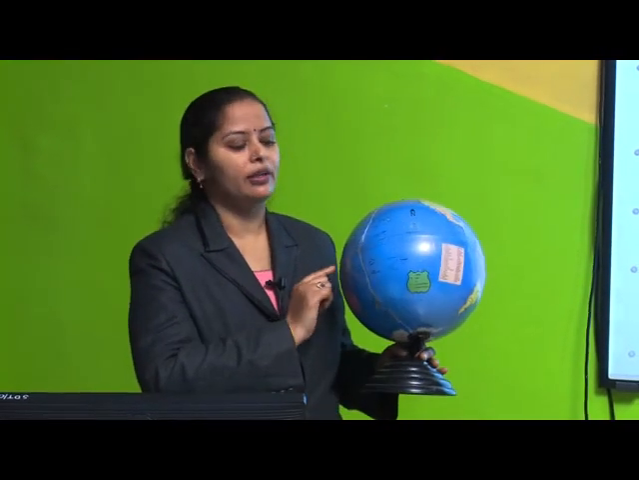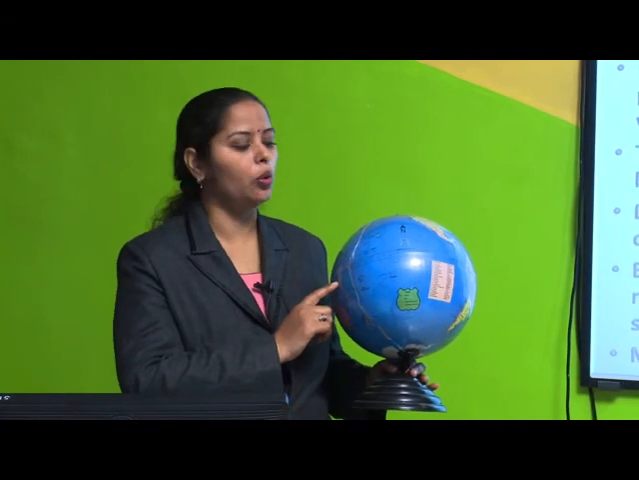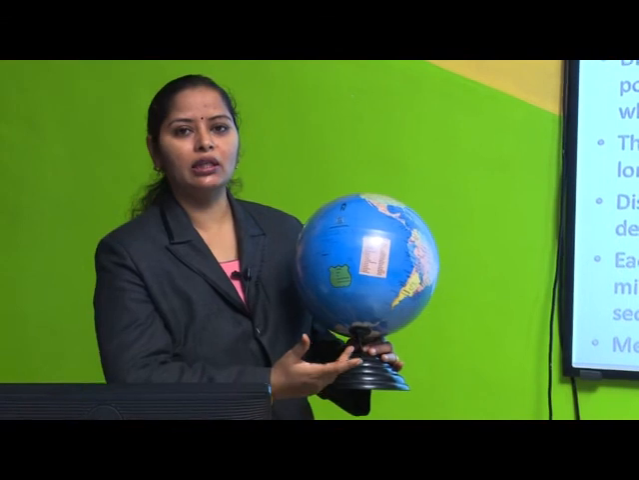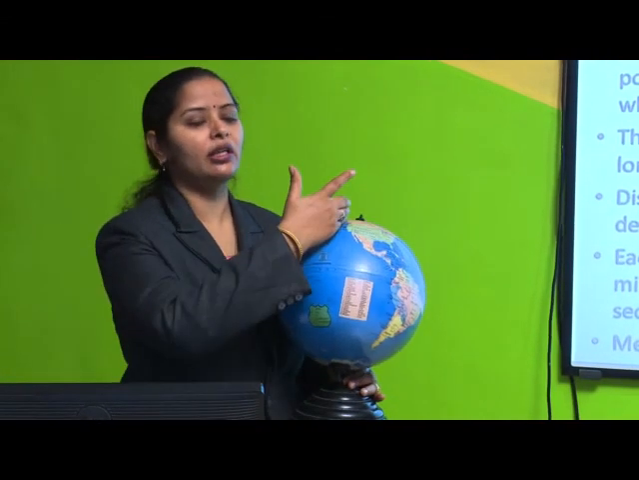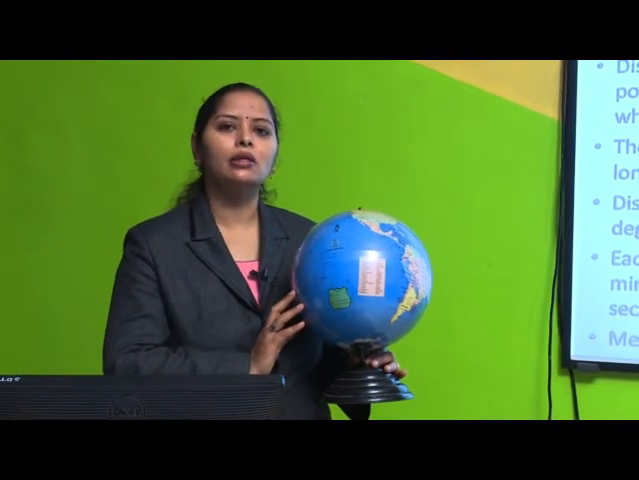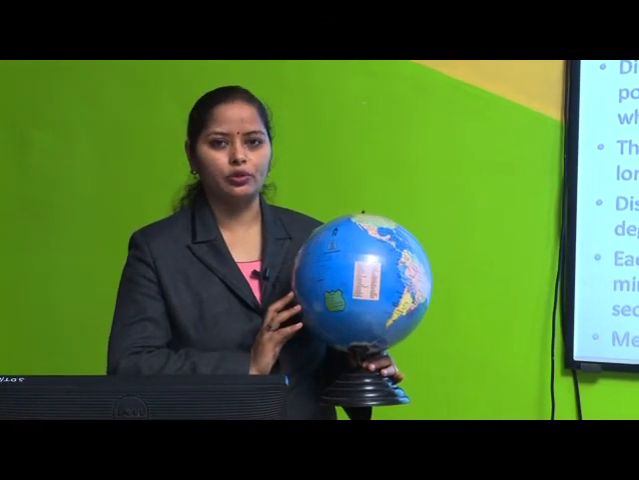Okay. So children, this is the globe. Yesterday we have seen the circles, horizontal circles, they were called latitudes. Now children, here on this globe you can see vertical lines. So these vertical lines on the globe are called meridians of longitude.